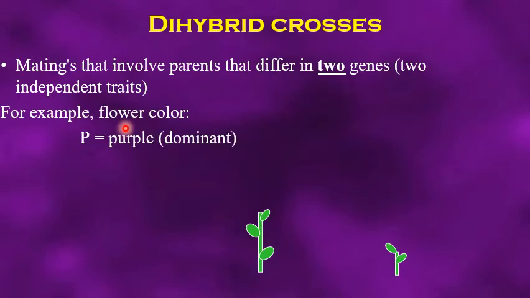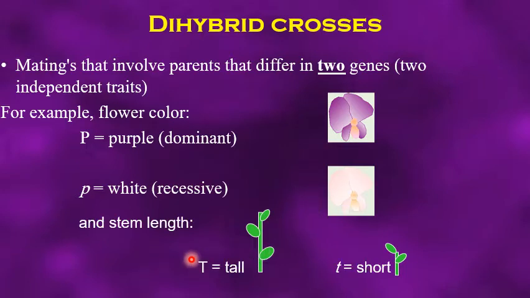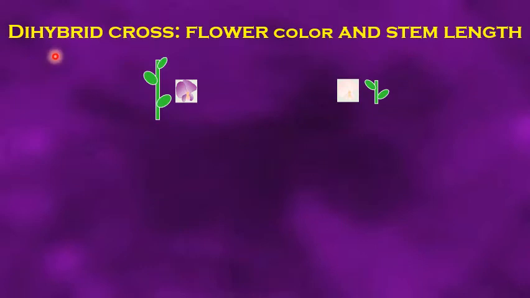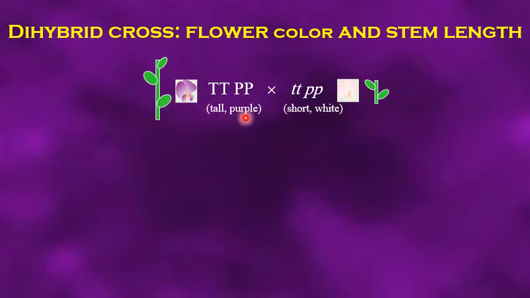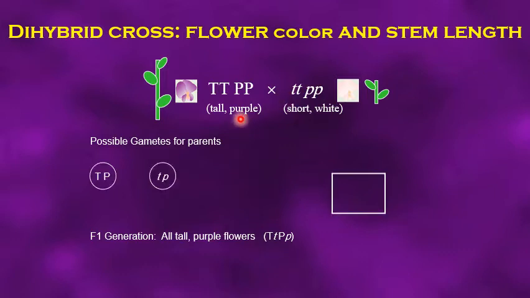For example, flower color indicate B capital for the dominant trait purple and B small for the recessive trait white color. And stem length T capital for tall and T small for short. Mendel crosses between two plants differs in two traits, flower color and stem length. He crosses between a plant with tall and purple and short with white. These alleles for each trait segregate independently from each other, and all F1 generation tall with a purple flower, but in heterozygous genotype.